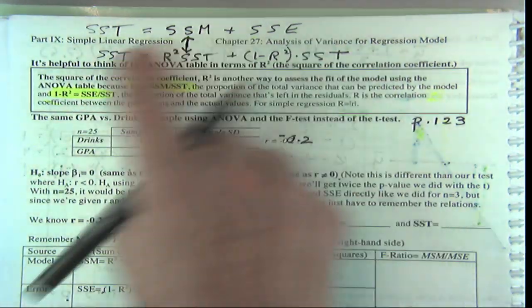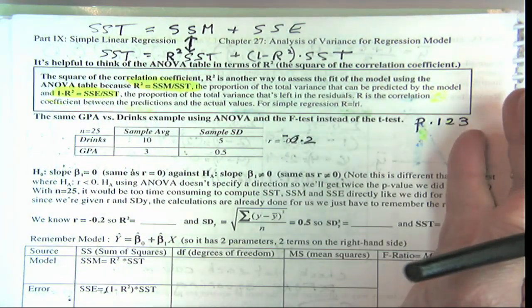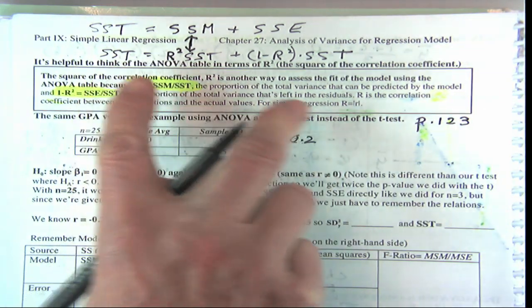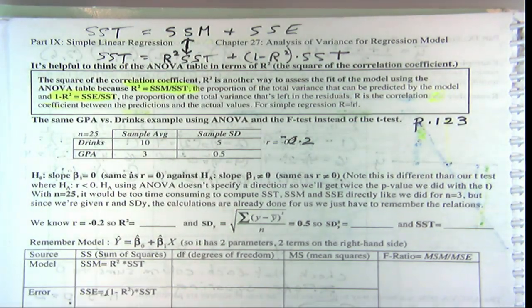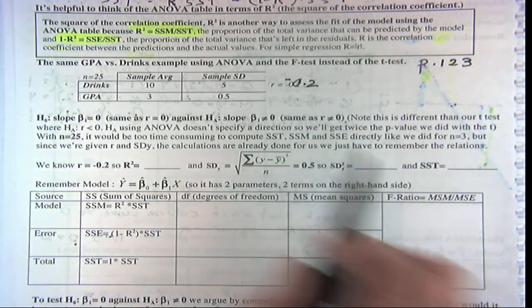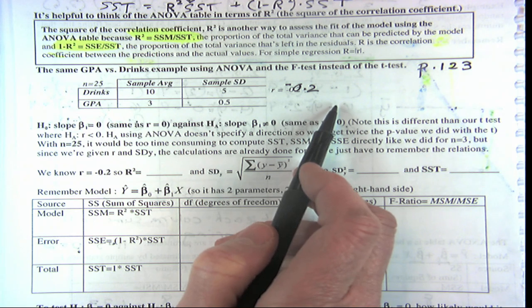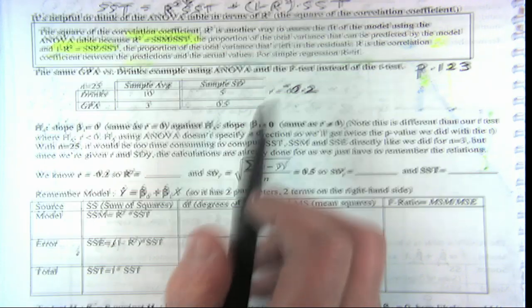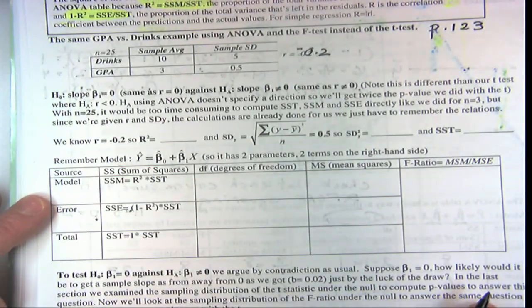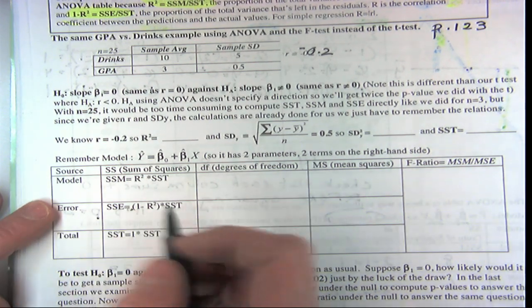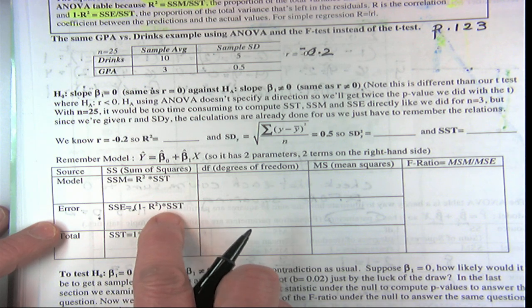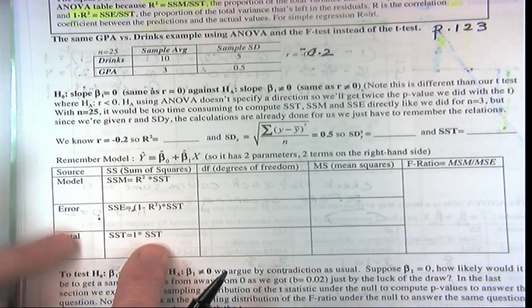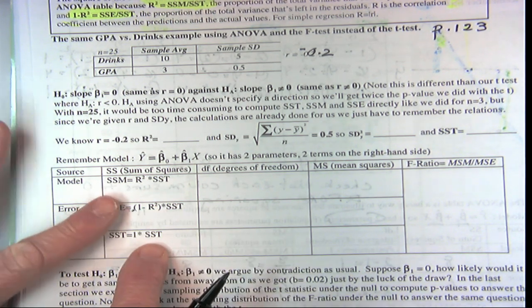Okay, so this is going to come in very useful. I'll show you why. So let's do the same example here. Now, here's our model, right? So you can think of this as right here, r squared times SST. And this is 1 minus r squared times SST, and it adds up to the total.